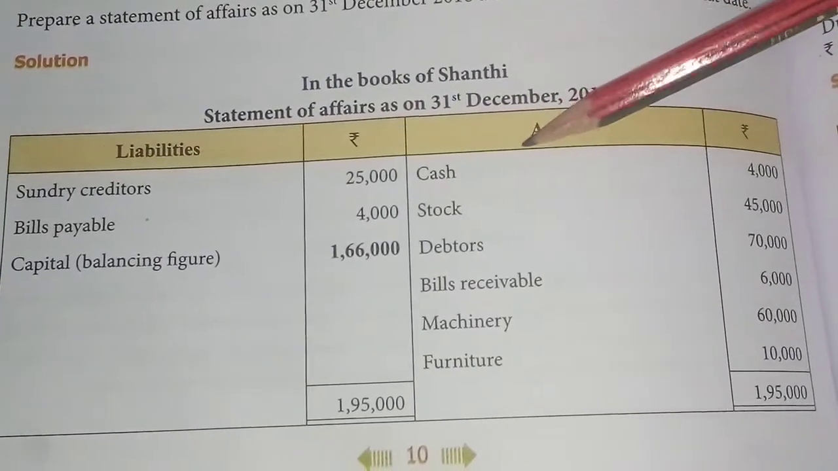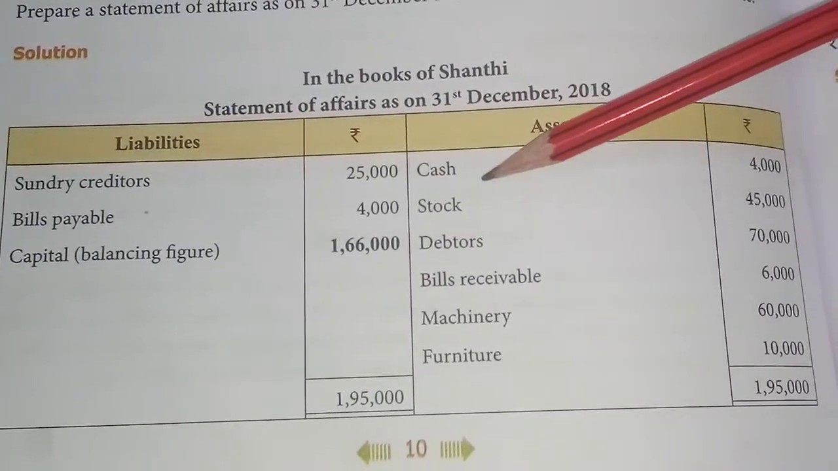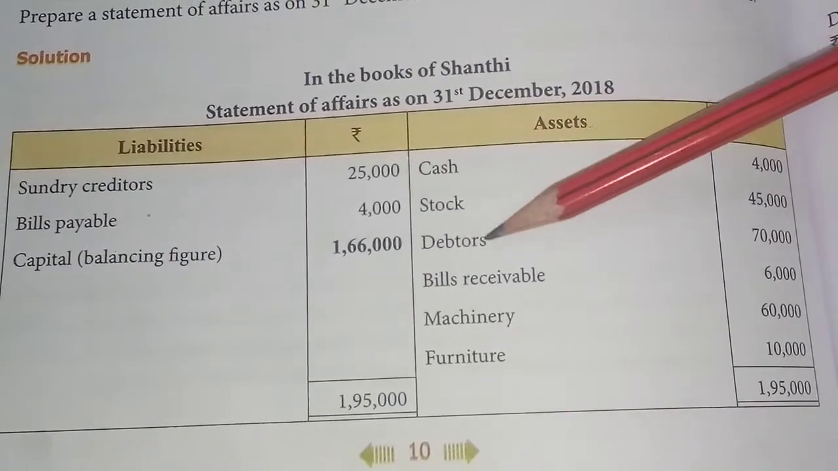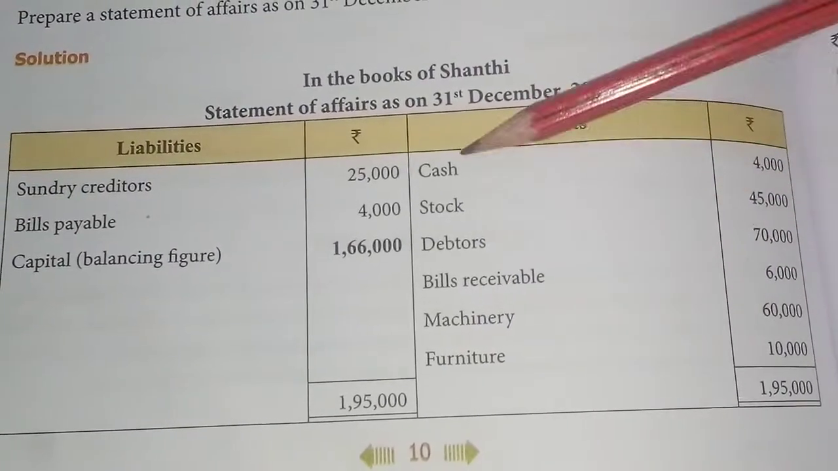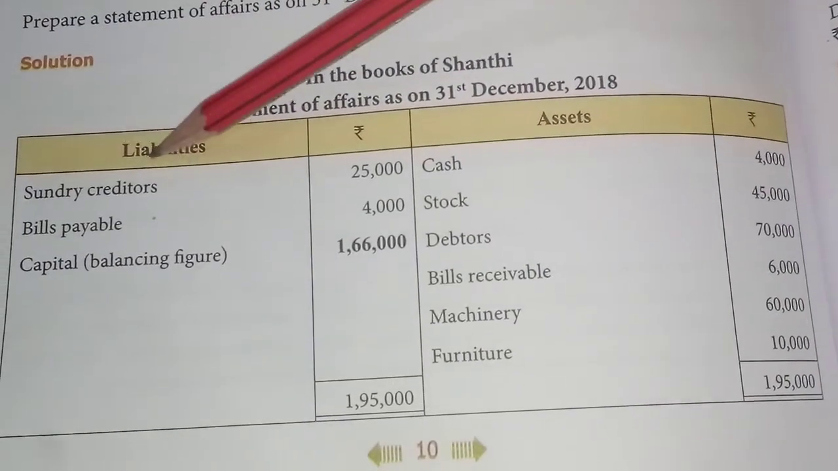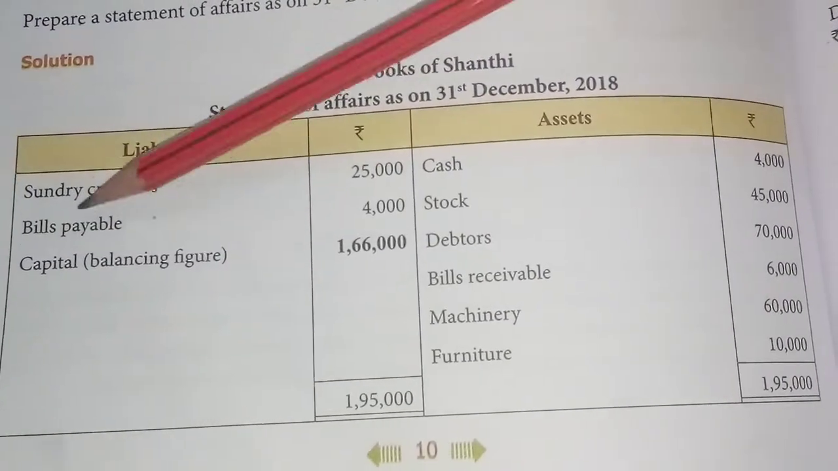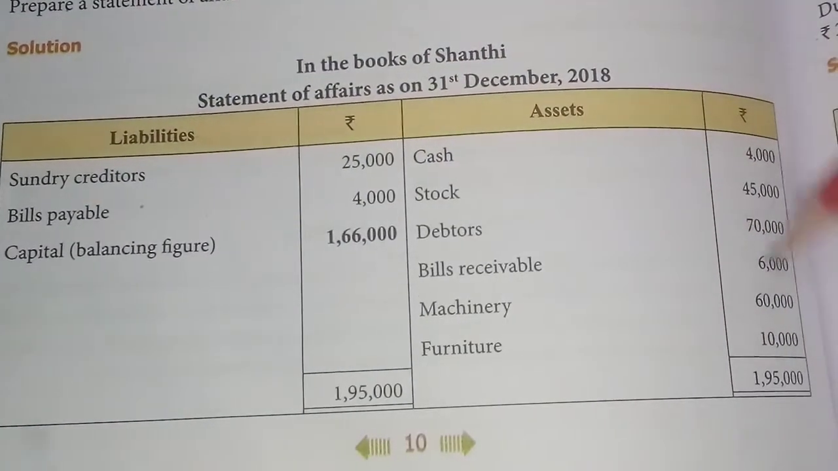Then first, we have to write cash, current assets first: cash, stock, debtors, bills receivable, machinery and furniture. All these are assets; you have to enter them on the asset side. We know the liabilities: sundry creditors and bills payable. Then we have to total the asset side first.